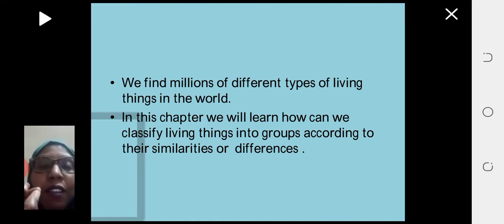That is the thing we will learn in this chapter: how we can classify different types of living things in groups according to their similarities, the features they share between them, or according to their differences, the features that are different in them.